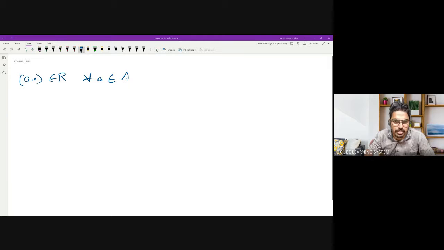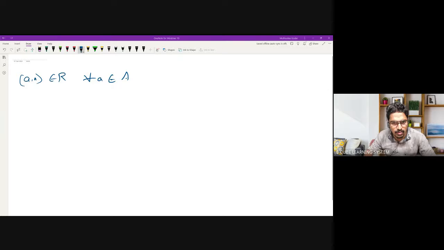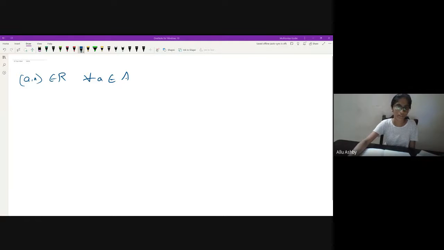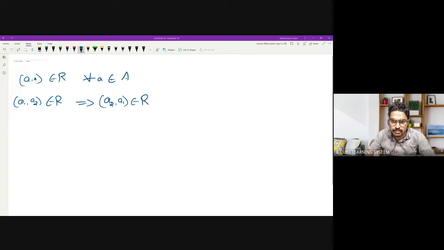What about symmetric? So for every (A1, A2) belonging to R, (A2, A1) also belongs to R. If (A1, A2), or (A, B), belongs to the relation, then its converse (B, A), or (A2, A1), should also belong to the relation. If (A1, A2) belongs to the relation, (A2, A1) also belongs to the relation.